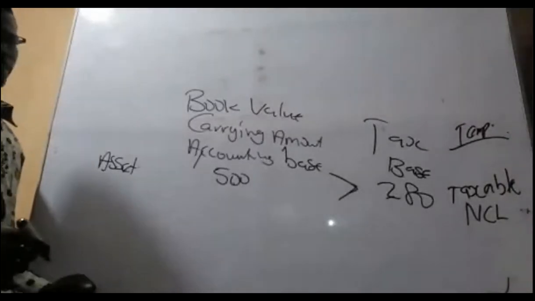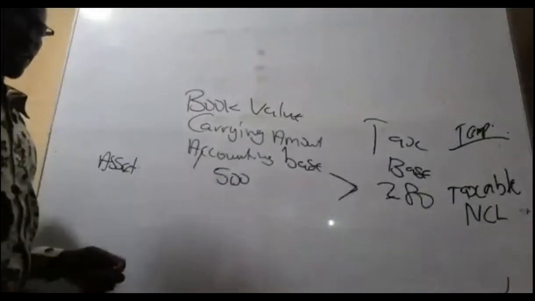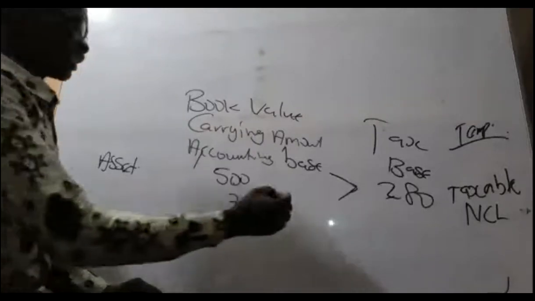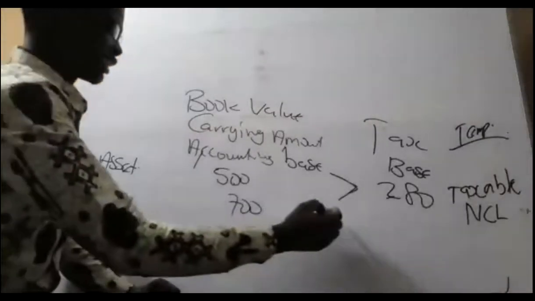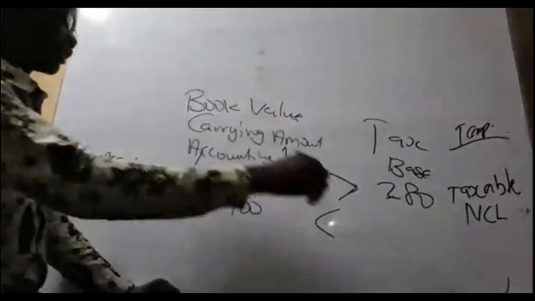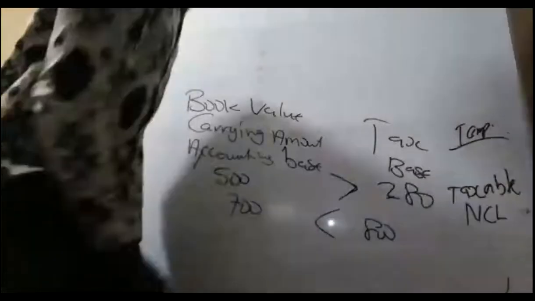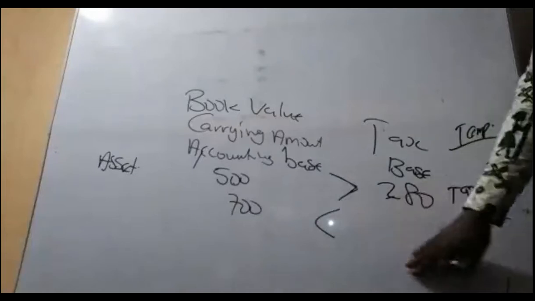The reverse is called deductible. If the accounting base is lesser than the tax base, we call it deductible.